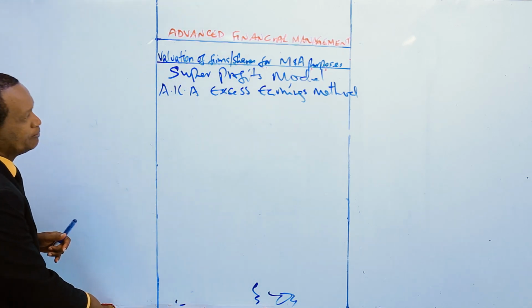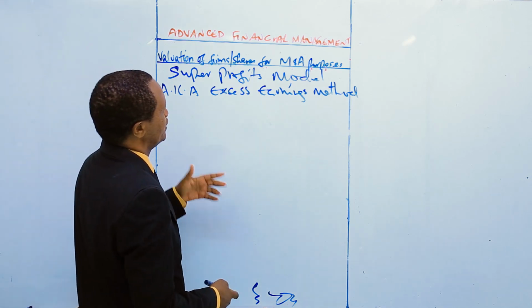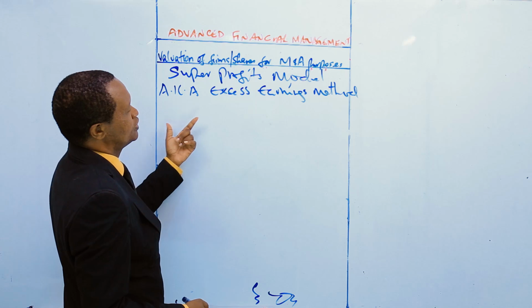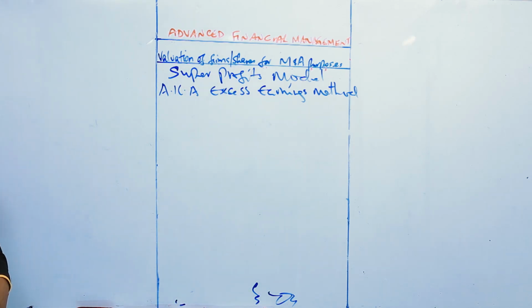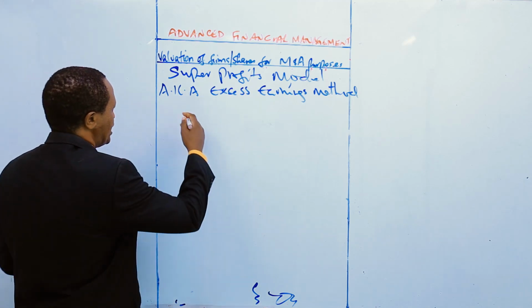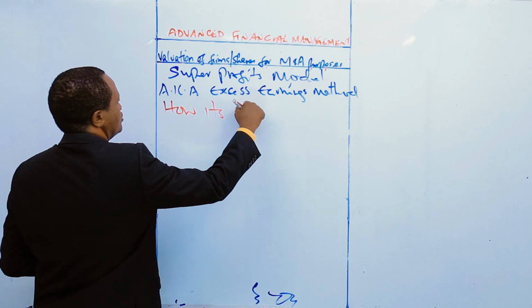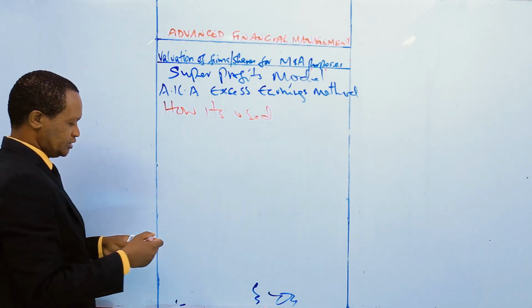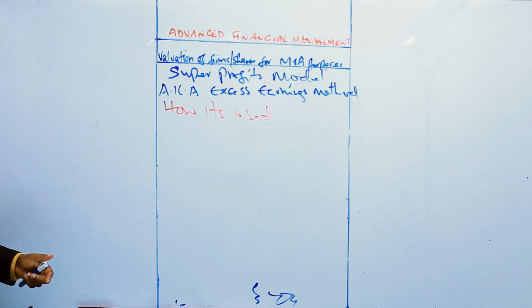We are discussing the excess earnings method as one of the methods that can be used to value firms for mergers and acquisition purposes. Now, how is this method used, or when do we use it to value targets for mergers and acquisition purposes?